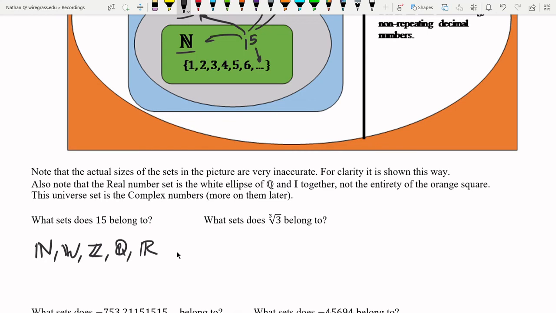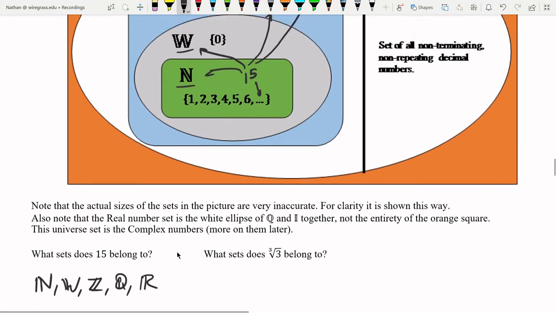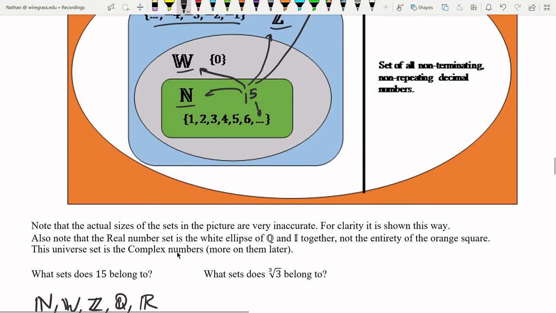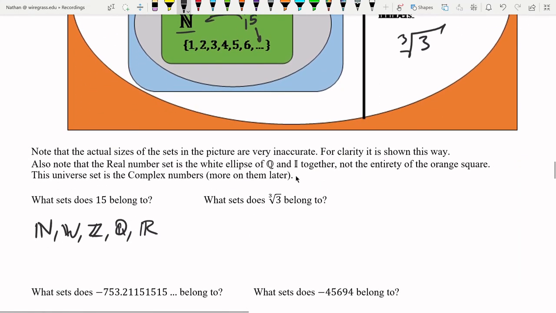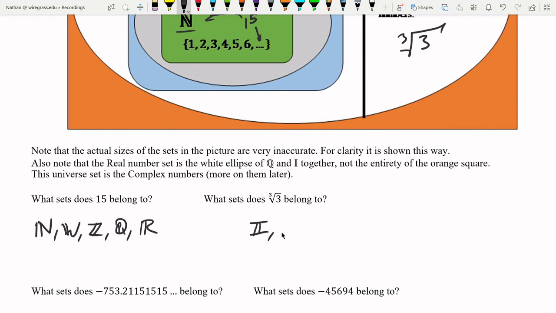Now, what set does the cube root of 3 belong in? If you were to type that into a really sophisticated calculator that has a lot of places, you'll see that this thing neither terminates nor infinitely repeats. So the cube root of 3 is an irrational number. If it's irrational, it is also real. So the cube root of 3 is irrational and real. It cannot be natural, whole, integer, or rational because it is irrational. That directly removes those possibilities.